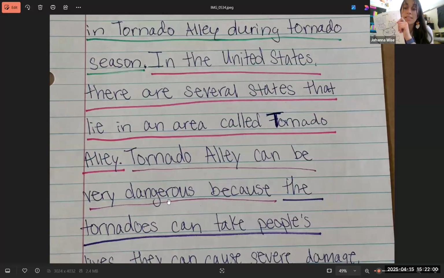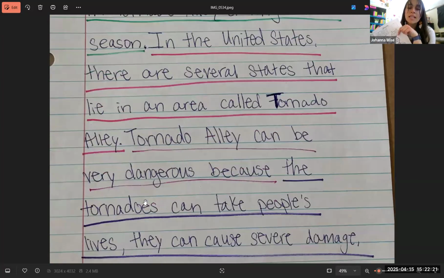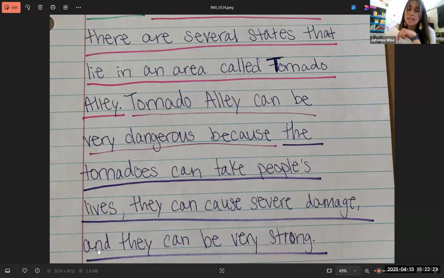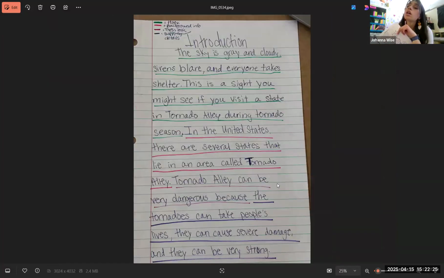Tornado Alley can be very dangerous because, and then I start listing my details, but I don't write the details word for word that I have on here because I'm going to put it in more detail in my body paragraph when I write that. I'm just going to briefly summarize what that detail is, all right? The tornadoes can take people's lives, they can cause severe damage, and they can be very strong. All right, that is what you're going to be doing today.